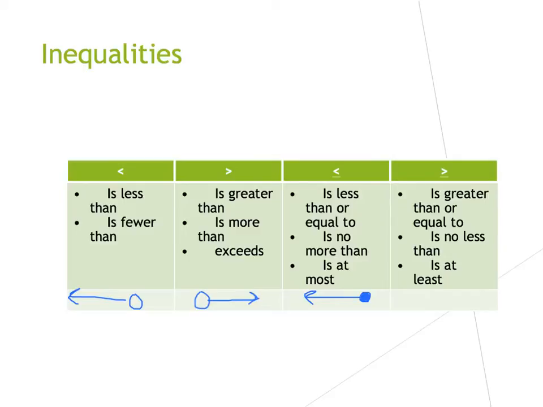And then the last one is greater than or equal to, is no less than, or is at least. Again, it's going to be a closed dot because you have that line underneath the inequality sign, and it's going to point to the right.